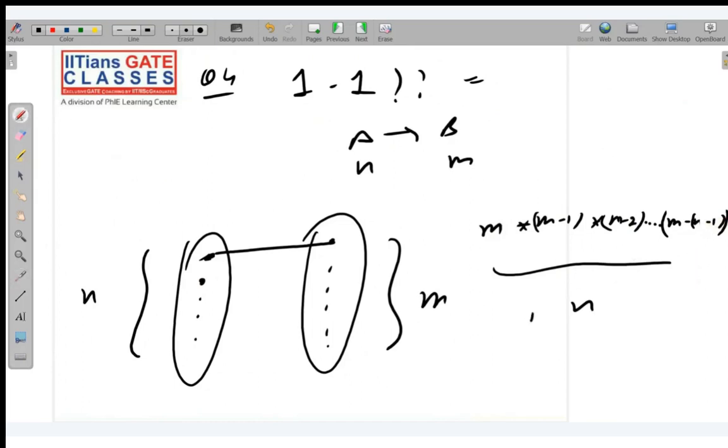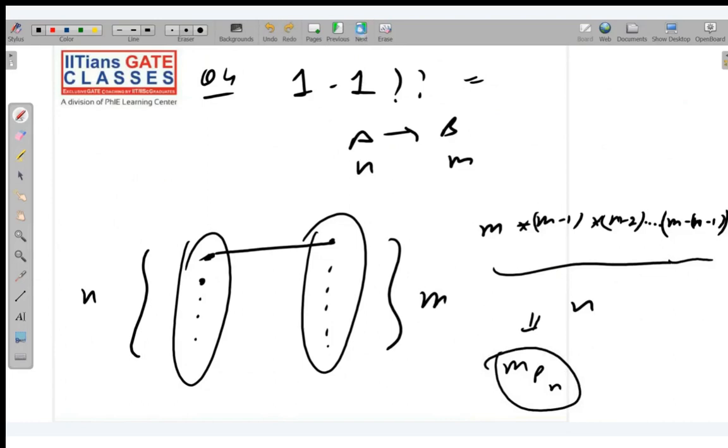In shortcut manner, what can we say? mPn. So mPn is my answer. I think you already know what mPn is, since we have done this in permutation and combination. So take a snapshot. I will jump to the next slide.